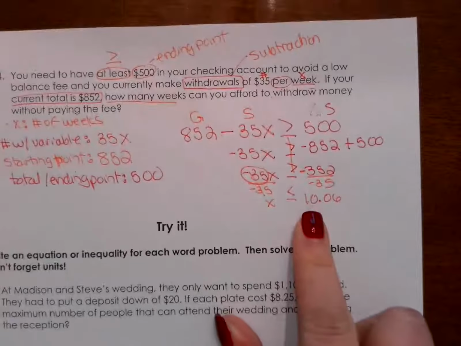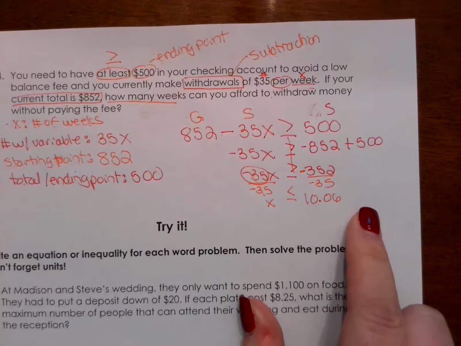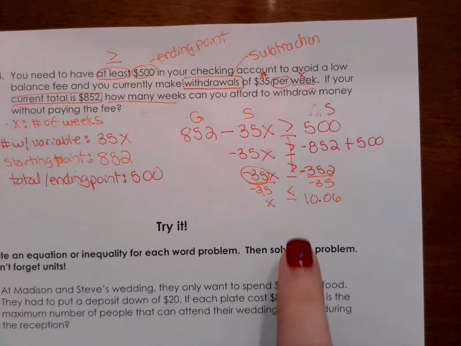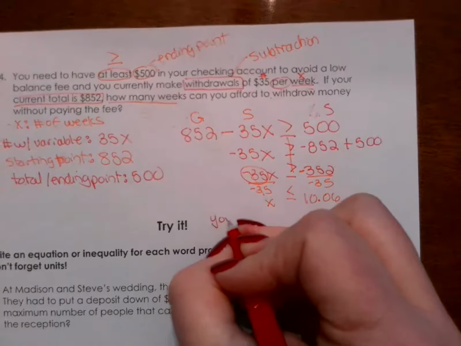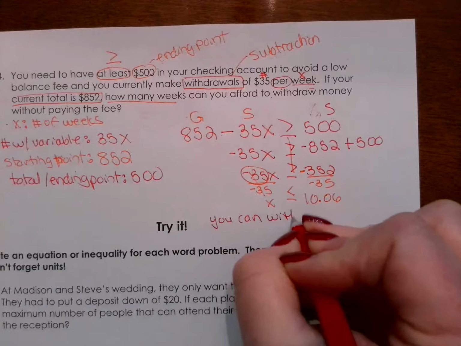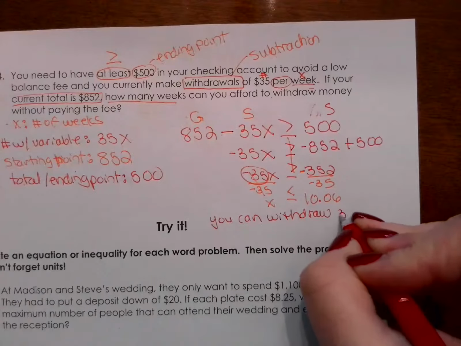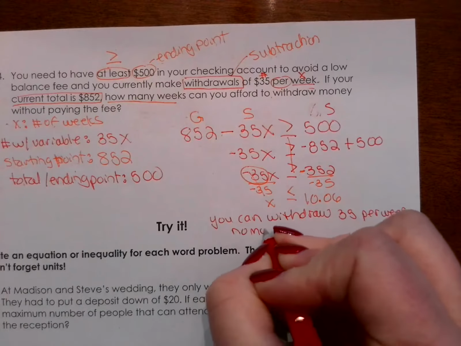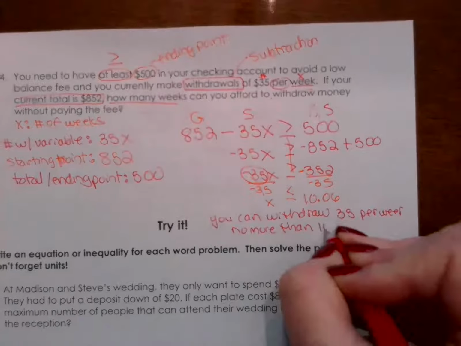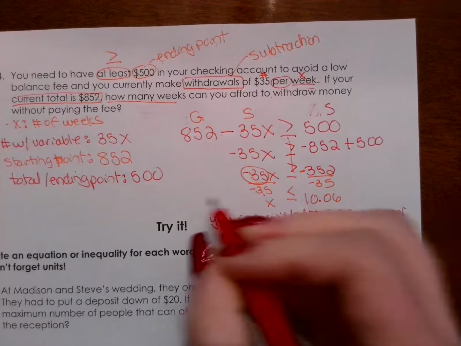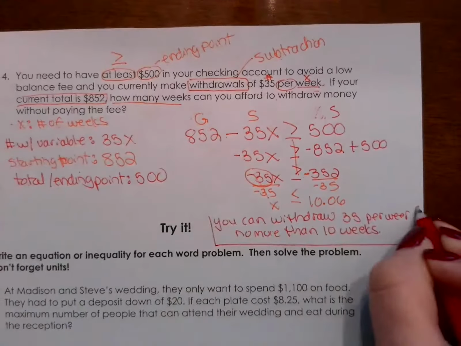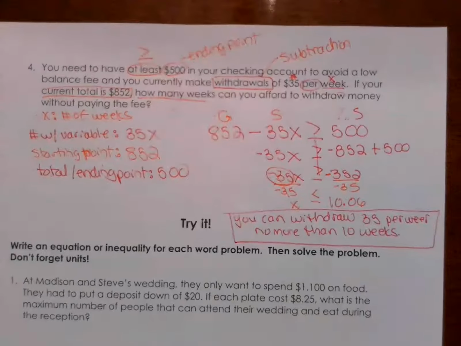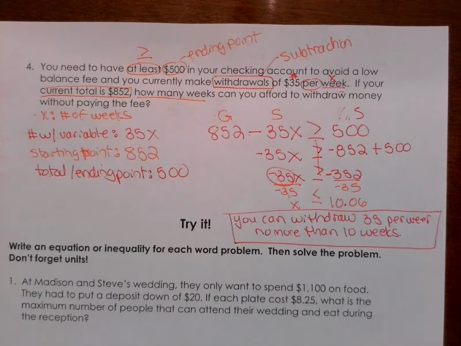So let's think about that. That's not an even number of weeks. If I round that up to 11 weeks, I'm probably going to withdraw too much money. But if I do 10 weeks, you can withdraw $35 per week, no more than 10 weeks. That will allow you to maintain a minimum balance of $500. So that's a subtraction word problem. Thanks so much for listening. See you later.